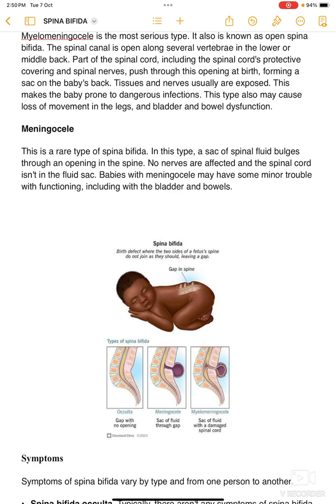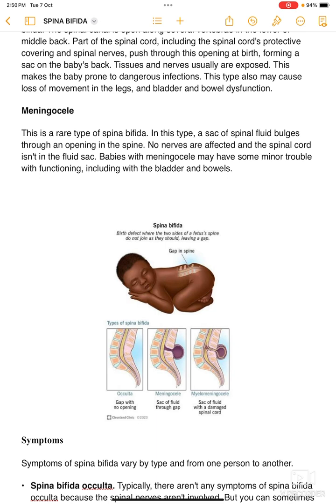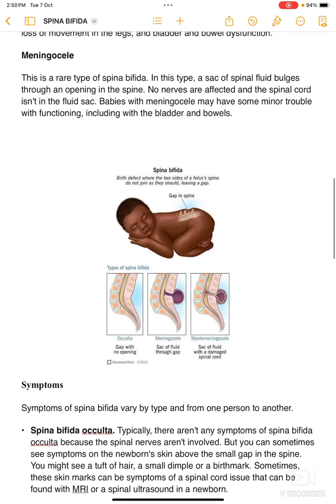Talking about the third type, meningocele. It is the rarer type of spina bifida. In this type, a sac of spinal fluid bulges through an opening in the spine. No nerves are affected and the spinal cord isn't in the fluid sac. A baby with meningocele may have minor trouble with functioning, including with the bladder and the bowels.